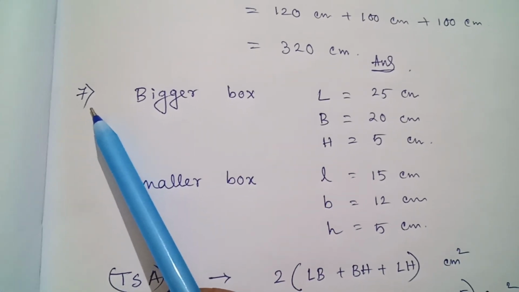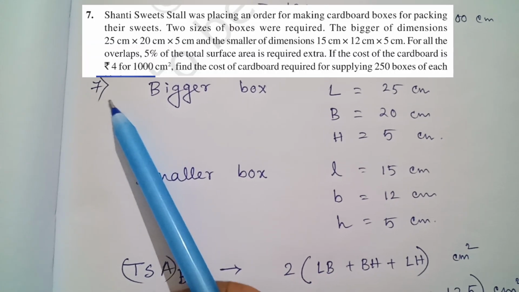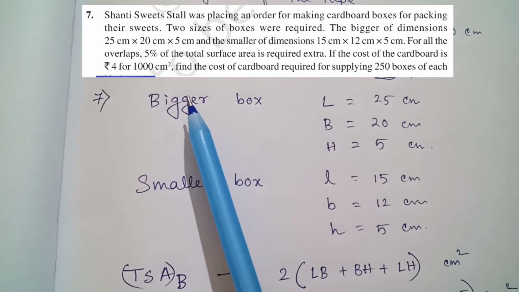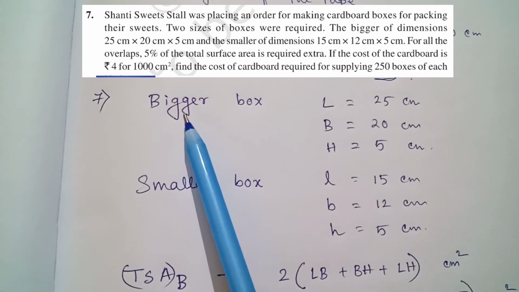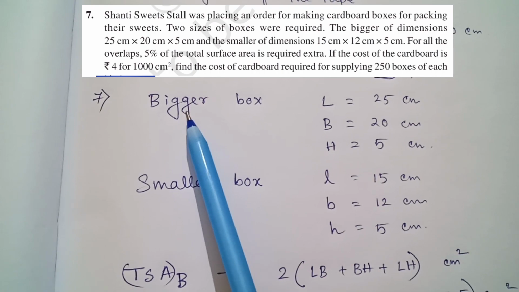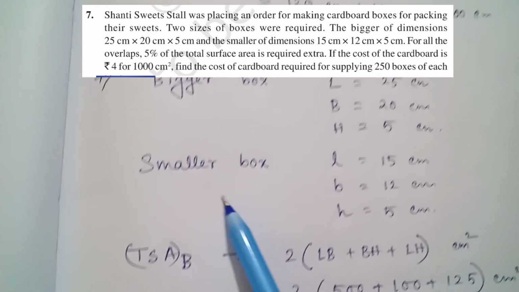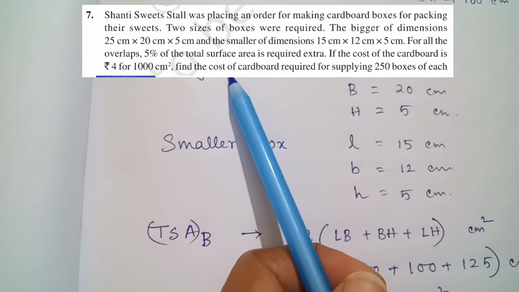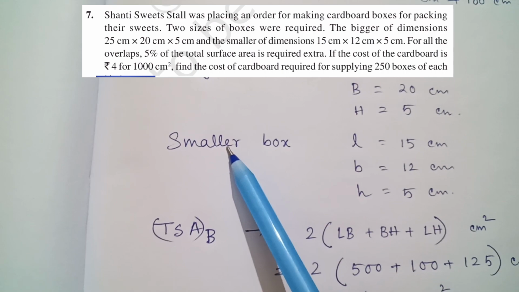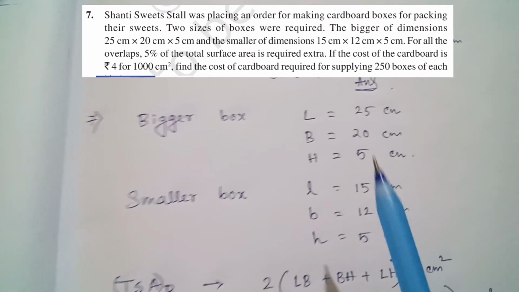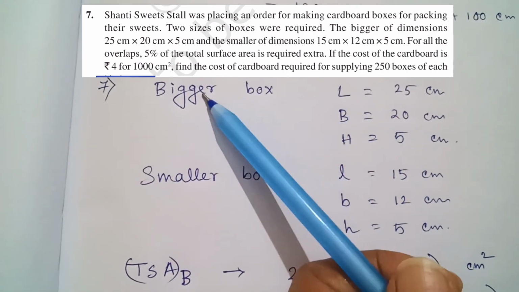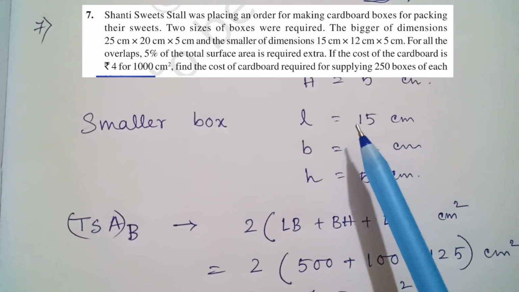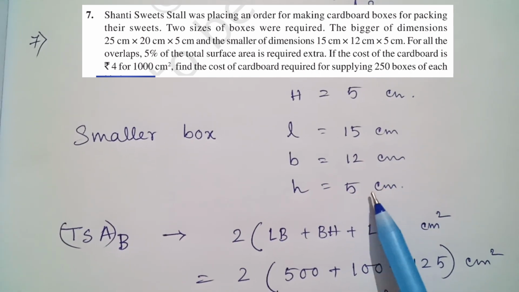Now question number 7. In the question it is told that a sweet shop requires bigger boxes and smaller boxes. How many? They need 250 boxes of bigger boxes and 250 boxes of smaller boxes. Now in the question it is given that bigger boxes dimensions like this, L, B and H, and smaller boxes dimension are like this, L, B and H.